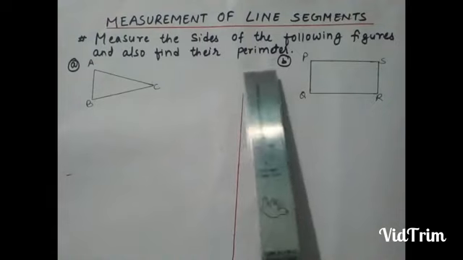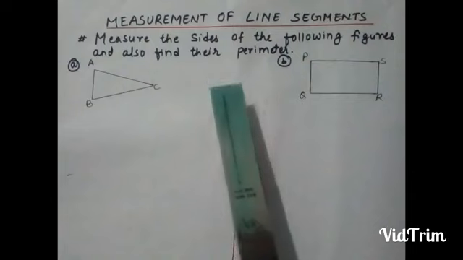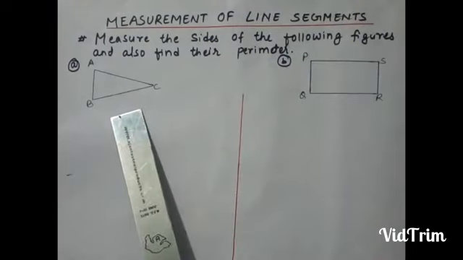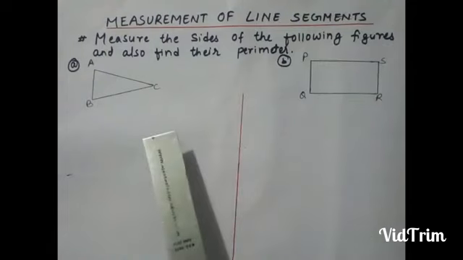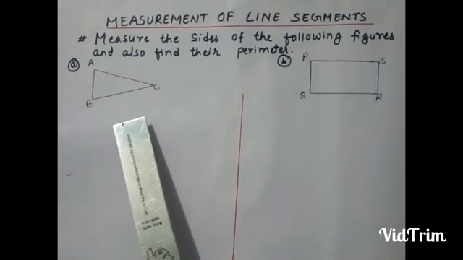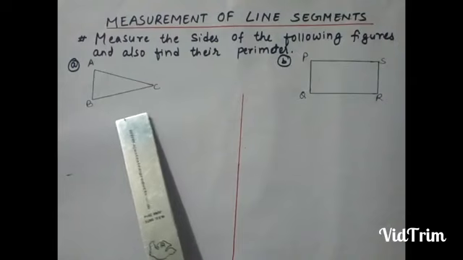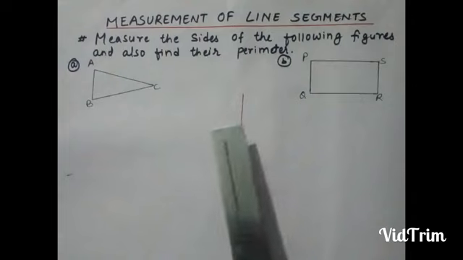So students, here you are provided with two different questions. One is your triangle, another is your quadrilateral. Your task is to measure each side of this polygon and then you need to find their perimeter.